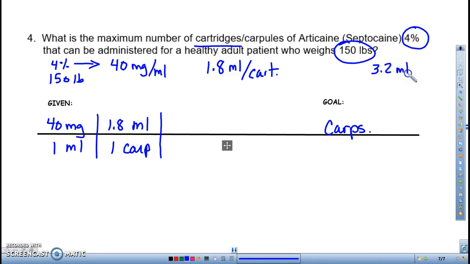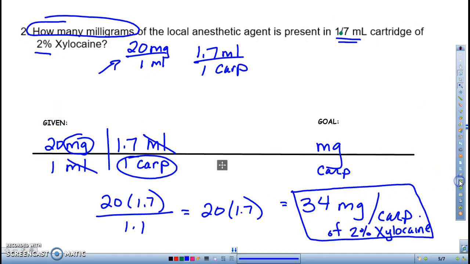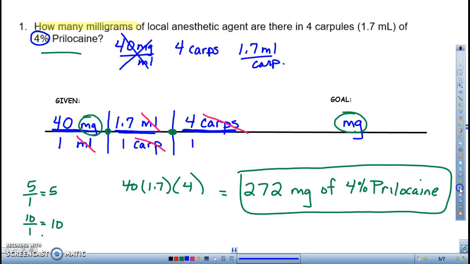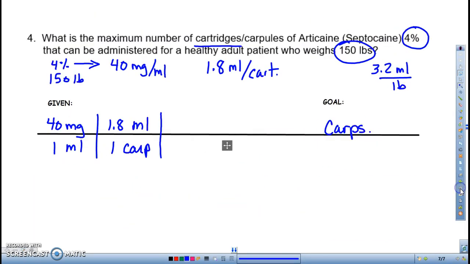3.2 milliliters per pound. Or was it milligrams? Oh my gosh. It was milligrams. I knew it. When I wrote it down, I knew that didn't look right.